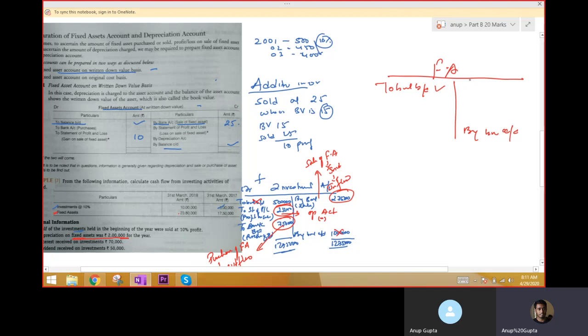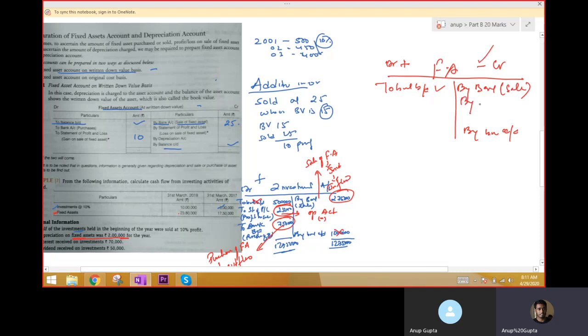If there is any sale of asset, that means asset is decreasing. If there is any purchase of asset, that means asset is increasing. And if asset is decreasing, it will be credited. If asset is increasing, it will be debited. So by bank, in the bracket we write sale. If there is any depreciation, that will decrease the asset.